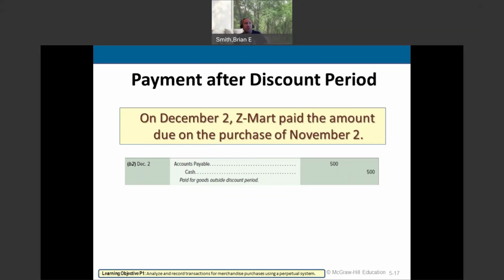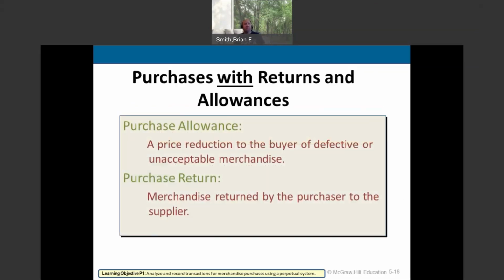So what we have are things called purchase returns and allowances. A purchase allowance is a reduction to the buyer of anything that's unacceptable or defective. So if I bought 20 purple bikes and they sent me 20 pink bikes, I'm going to call them up and say, you sent me the wrong merchandise. They said, hey, if you keep it, we'll give you a discount. Okay, all right, fine. I can try and sell these pink bikes.